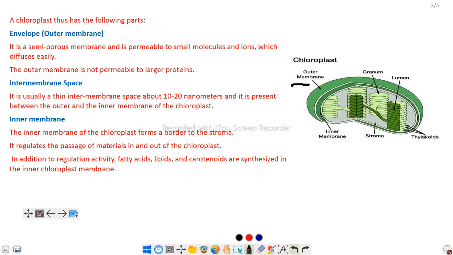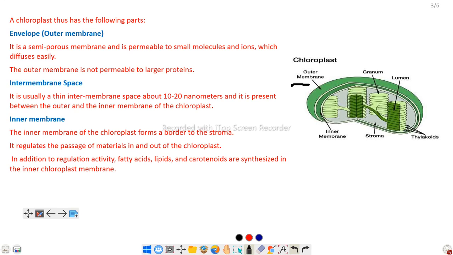The outer membrane is semi-permeable, which permits some molecules and ions. The outer membrane is not permeable to larger proteins as it is semi-porous. Small pores are there, so it is semi-porous in nature. Large molecules are not able to enter through the outer membrane.